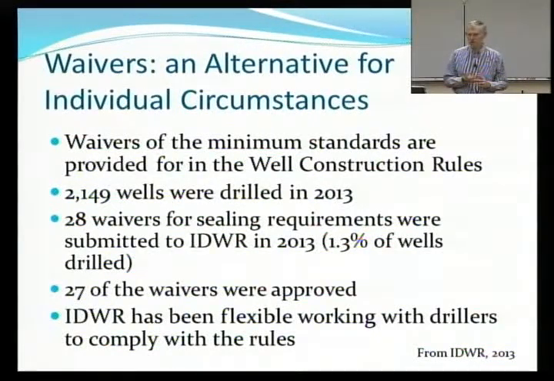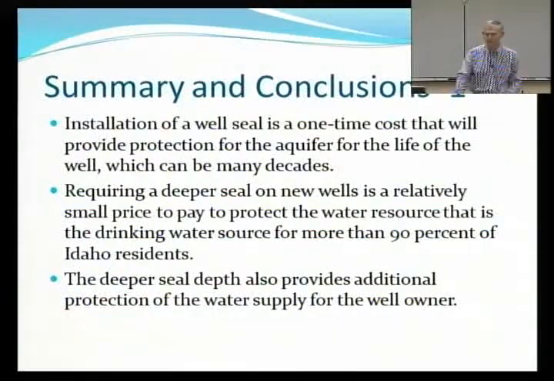In 2013, there were 2,149 wells drilled in Idaho. There were 28 applications for waivers for sealing requirements, about 1.3% of the wells drilled. And 27 of these waivers were approved. Basically, for those areas where the drillers and the landowners can identify that a 38-foot seal is not appropriate, IDWR has been flexible in working with the drillers to comply with the rules.